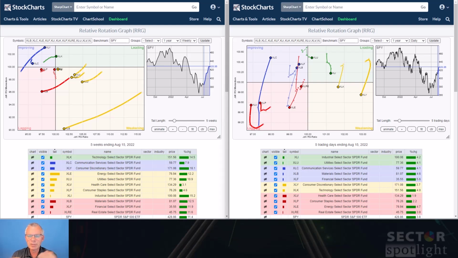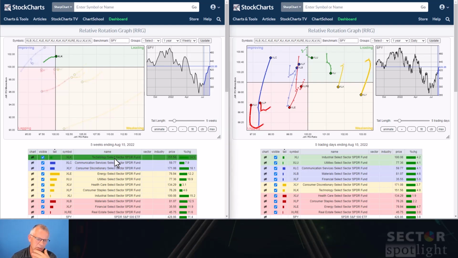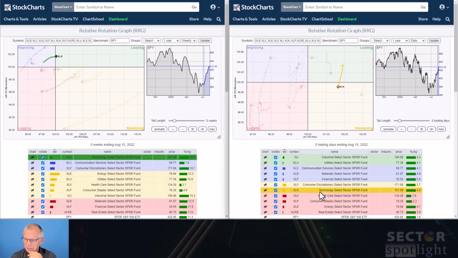So on the left-hand side, we have the weekly RRG. On the right-hand side, we have the daily. And I would just simply go over some of the tails to see whether they are in unison or whether they are contradicting. So XLK is the top here, is the first one. It's just entered the leading quadrant. And now I have to look for XLK on the daily. And you can see that on the daily, it's already rotated into the weakening quadrant.